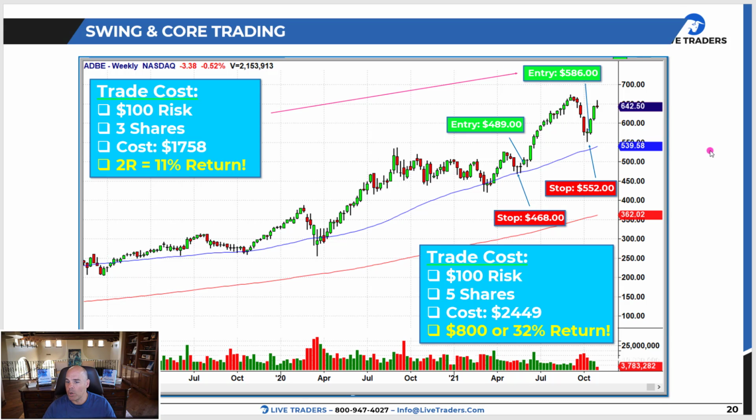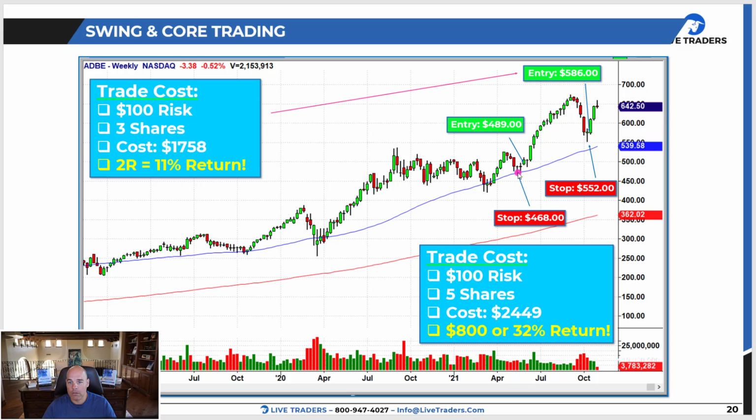Here's a great example of Adobe. I put this out there in the chat room a few weeks ago now, 3 or 4 weeks ago. If you did a $100 risk, this trade only cost you $1,700. Take a look at it. 586 was the weekly buy setup. Weekly bottoming tail, doji bar. Your entry's 580, your stop's 550. It's a $34 stop loss. You would buy 3 shares on a $34 stop loss. Right? $34 stop loss, 3 shares is just over $100 risk. It went 2R in 2.5 weeks. It's an 11% return. You could have made $200 on that trade.